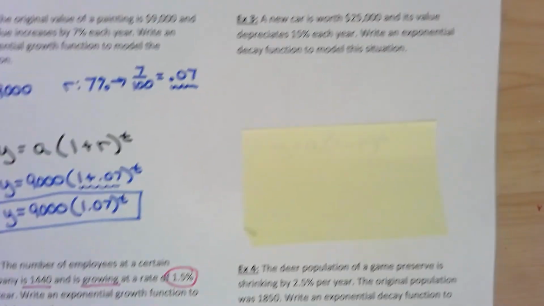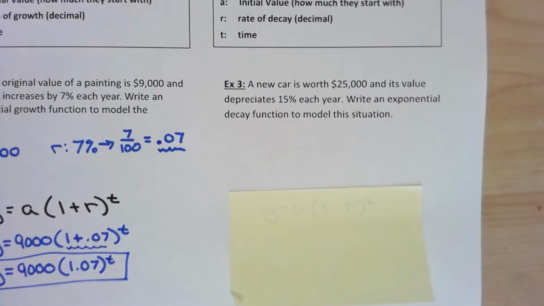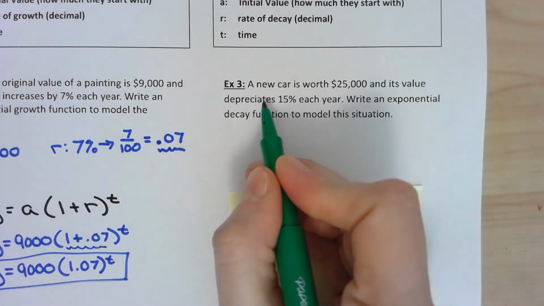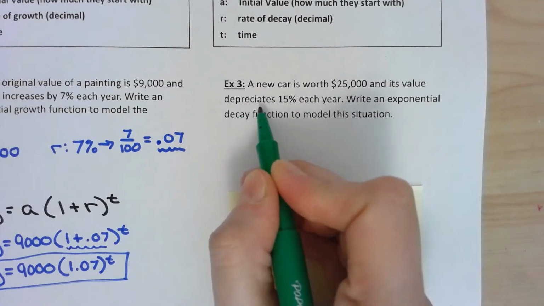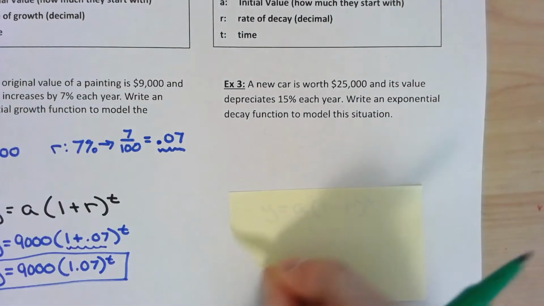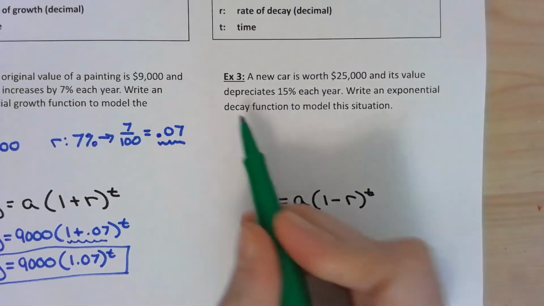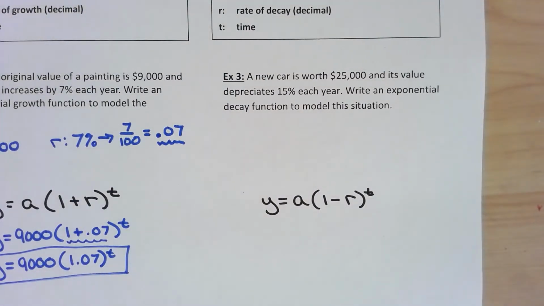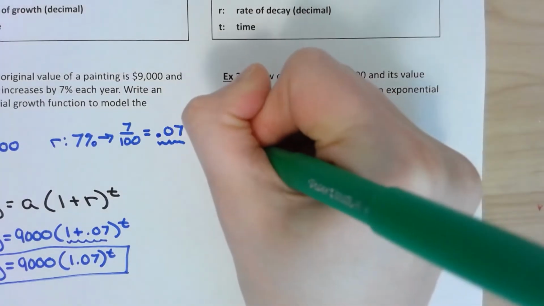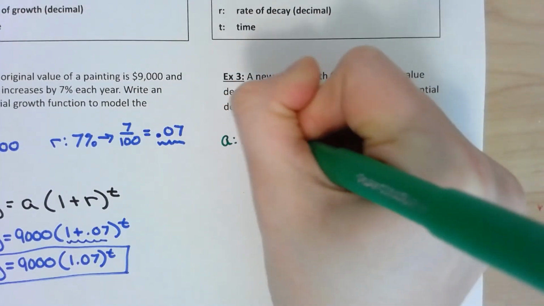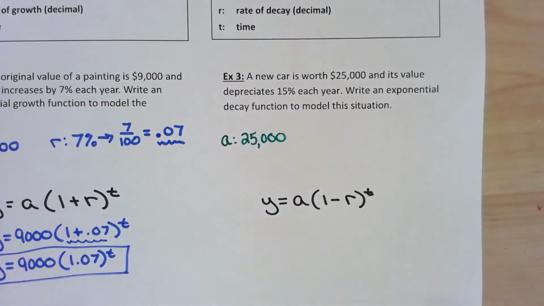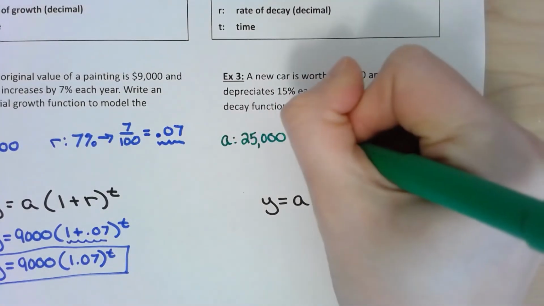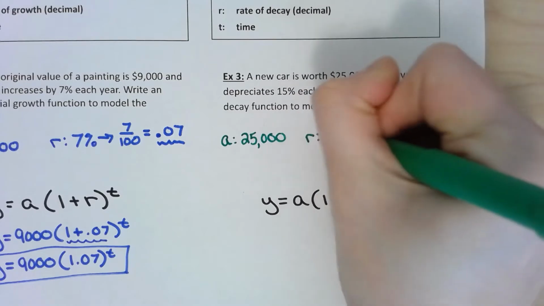All right, number 3. A new car is worth $25,000 and its value depreciates 15% each year. If you don't know what that word means, it means that it is decreasing. And you can always look it up if you come across some new vocabulary. So since we are doing exponential decay, this time we have to have 1 minus the rate inside our parentheses. Everything else is basically the same. So our starting value was $25,000 because that's how much the car was worth originally. And the rate that it's depreciating at is 15%.